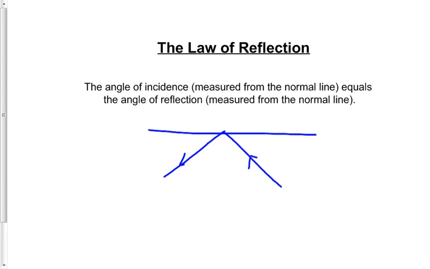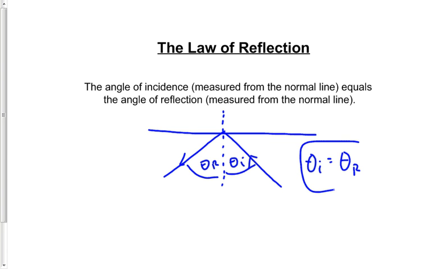Now, that angle is always measured from what we call a normal line. In physics, the word normal means 90 degrees. In Physics 20, we talked about normal force quite often, right? The normal force was the force of the ground pushing up at 90 degrees, or the force of the track, or the force of the seat, or whatever it was pushing up on you at 90 degrees. Normal means 90 degrees. The normal line is a line that's drawn at 90 degrees to the reflection surface. And we always measure the angle of incidence and the angle of reflection from that normal line.